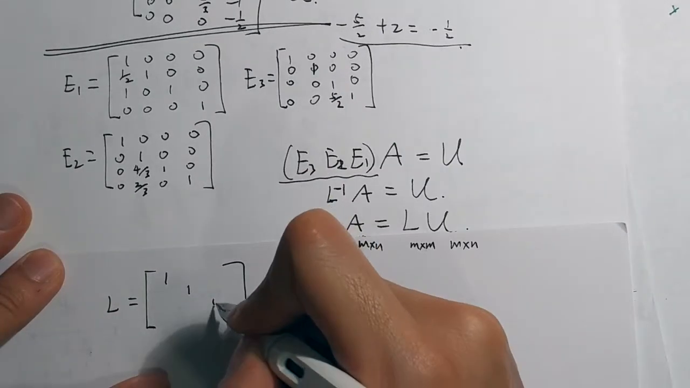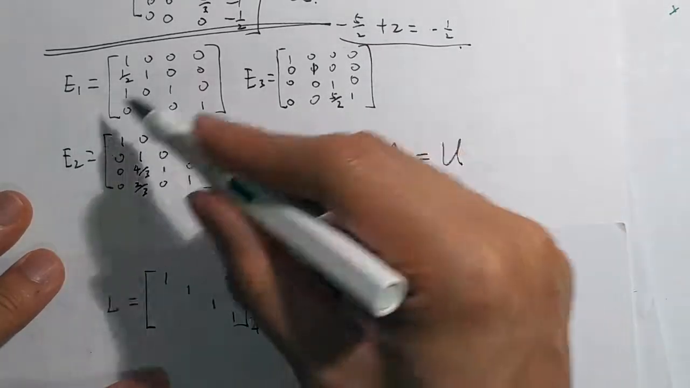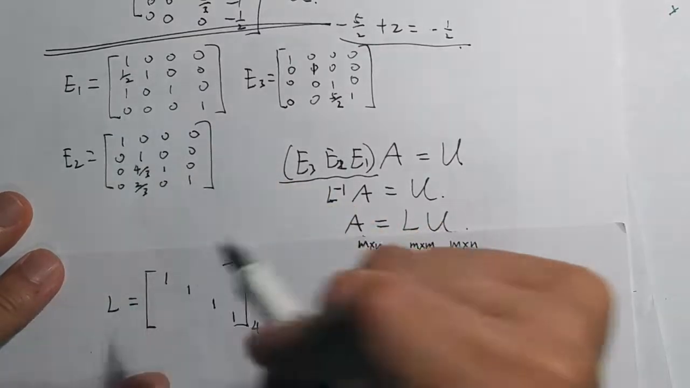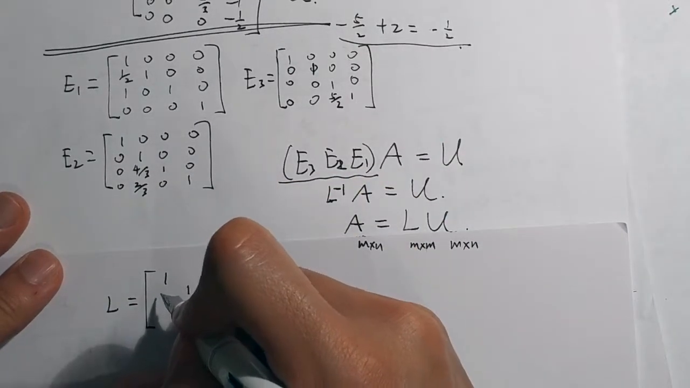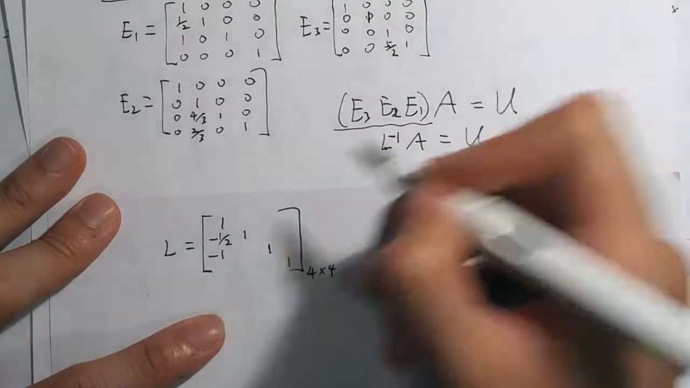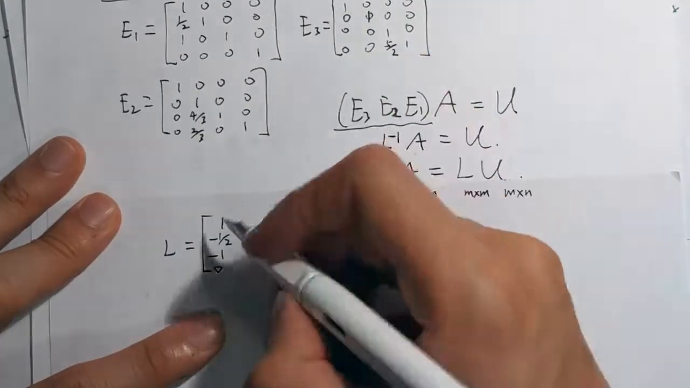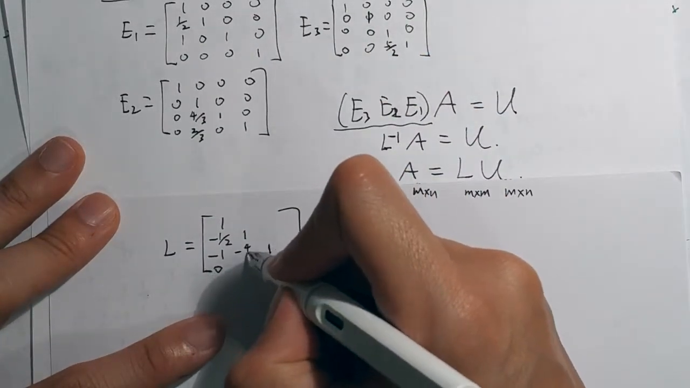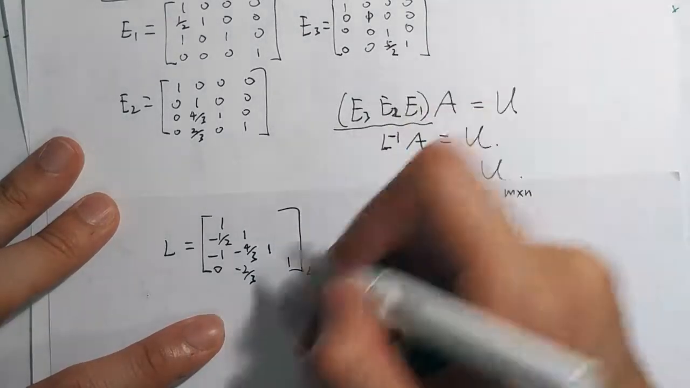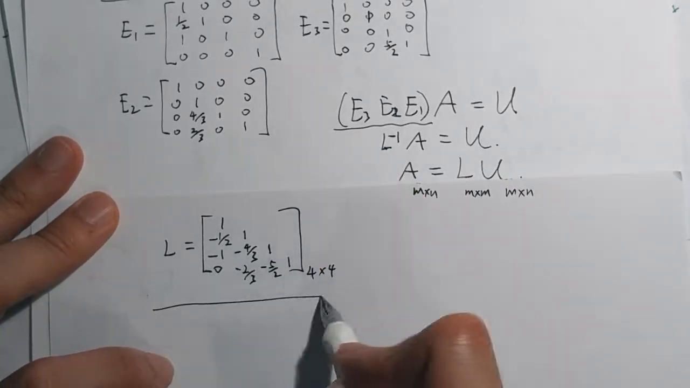So first, I make the diagonal equal to 1. Secondly, for each non-zero entry, I just negate it and put that in here. So that gives me negative 1 over 2 and negative 1. The 0 I just give 0. For E2, we get negative 4 over 3 and negative 2 over 3. For the last one, it was just negative 5 over 2. So that's the L we are getting.